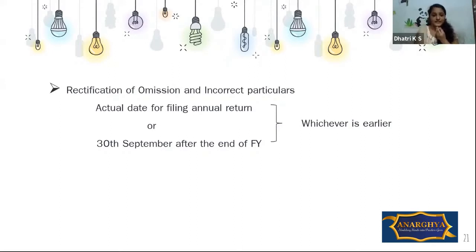The time limit for the same is the actual date of filing the annual return or 30th September after the end of the financial year, whichever is earlier. So before this time limit, the electronic commerce operator can rectify the omission as well as correct the incorrect particulars which were already provided. And while doing so, he is required to pay taxes along with interest.